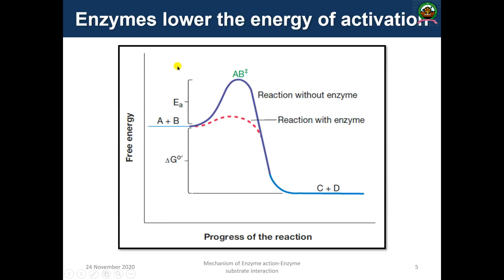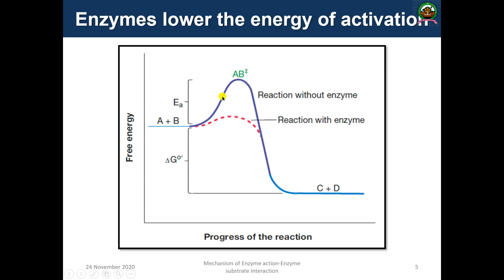To see how the enzyme is lowering the activation energy, we should first look at the energy plot without the enzyme. Here the free energy is along the y-axis and the progress of the reaction is along the x-axis. You can see two reactants, A and B. Initially A and B start interacting, and once they interact, the energy slowly increases.